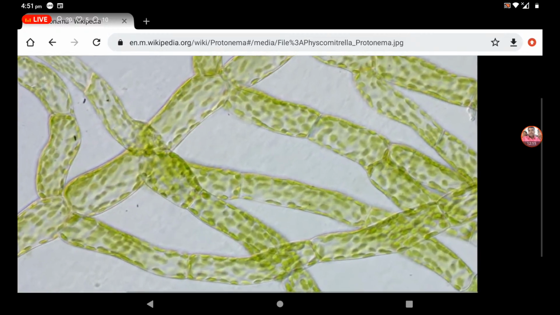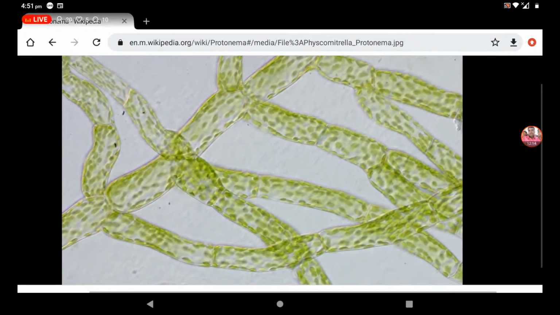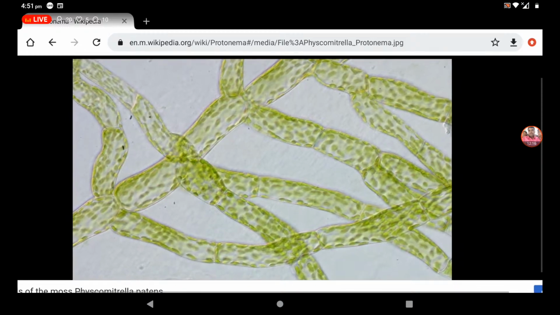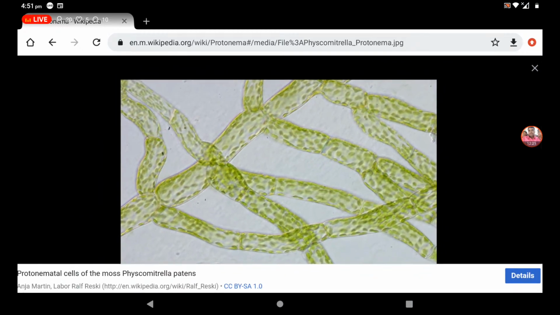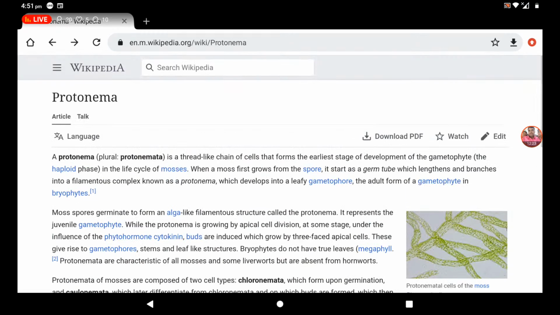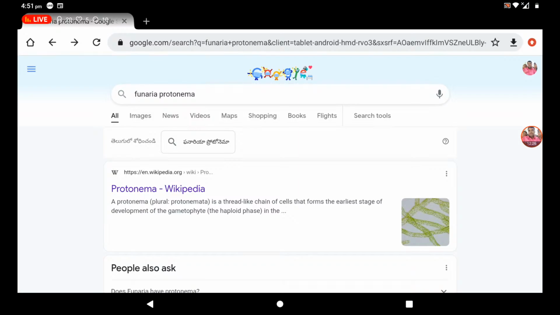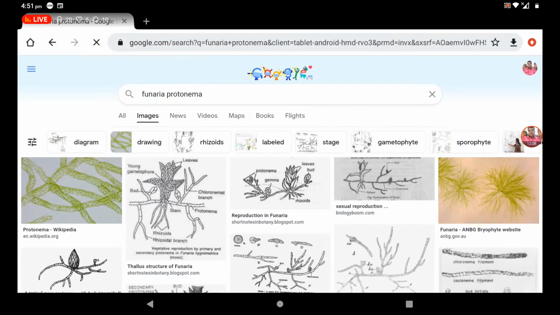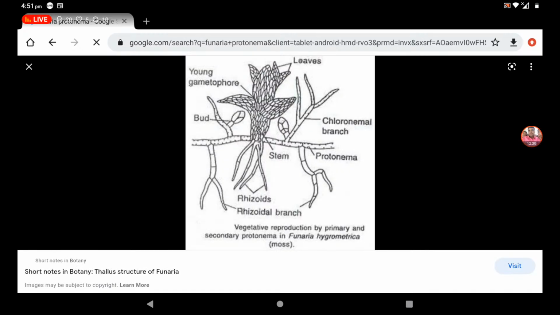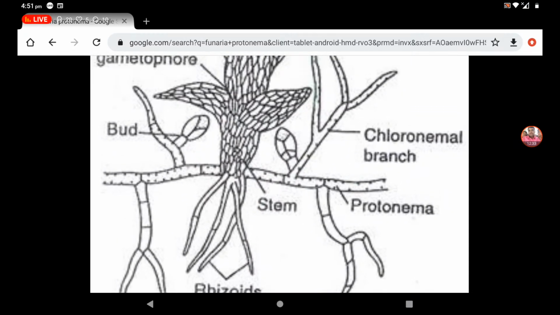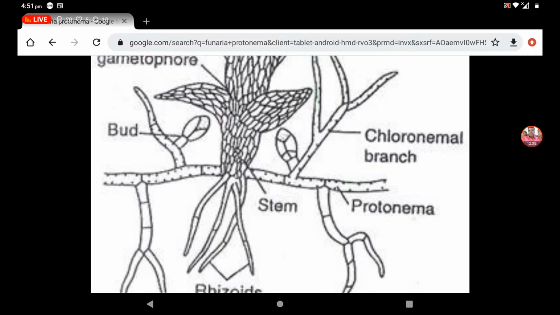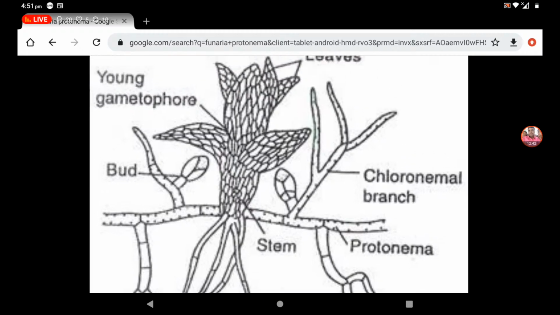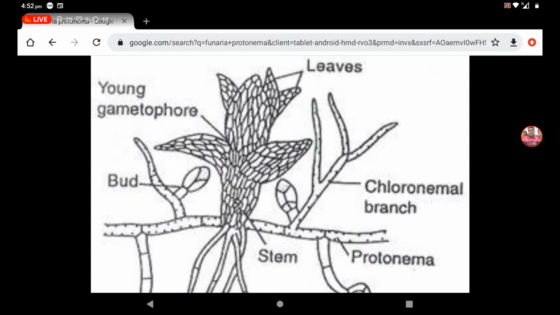Branched green creeper and photosynthetic part is called Protonema. Such a Protonema consists of a number of buds. Such buds only can become young leafy stage. Now you observe, which is grown horizontally is called Protonema, and vertically grown here, that is the leafy stage.